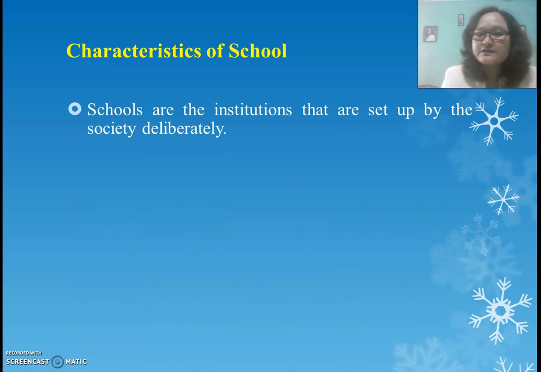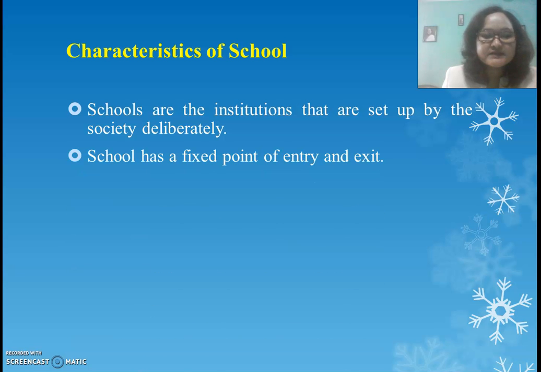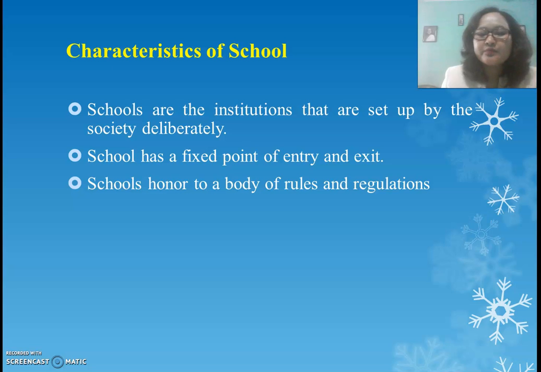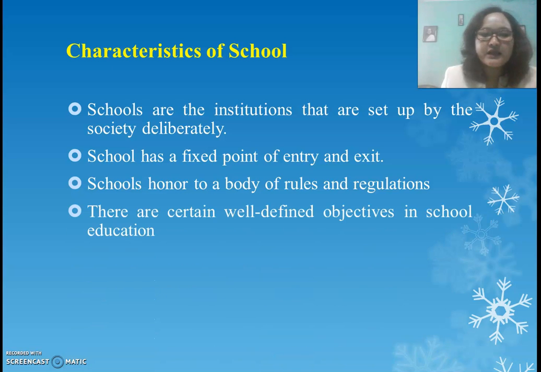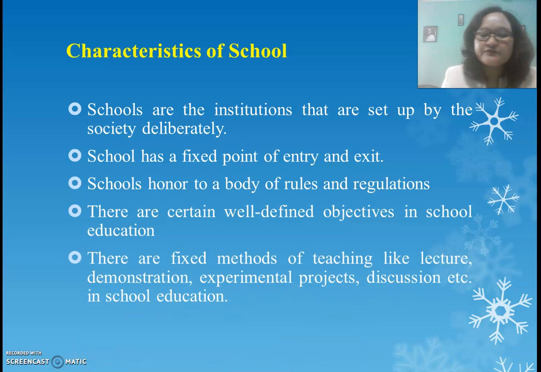Let us see the characteristics of the school then. Schools are the institutions that are set up by the society deliberately. School has a fixed point of entry and exit. Schools adhere to a body of rules and regulations, and there are certain well-defined objectives in school education. There are fixed methods of teaching like lecture, demonstration, experimental projects, discussions, etc.